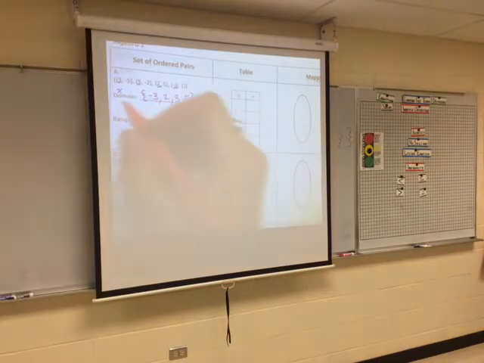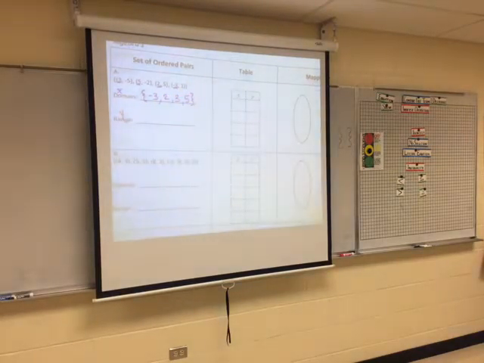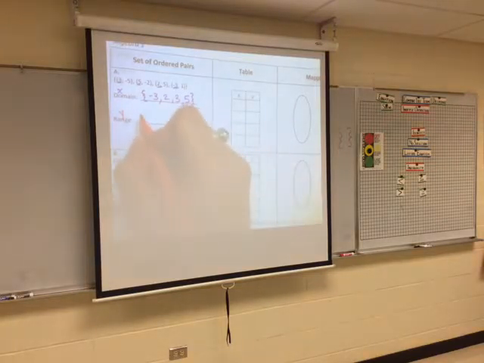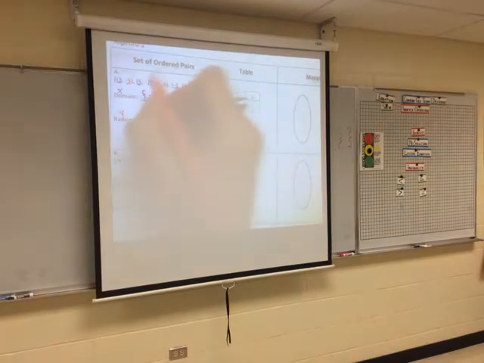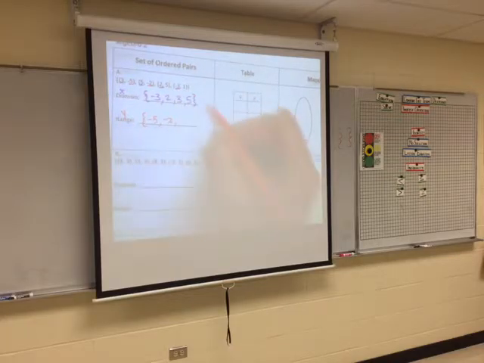And then my range, those are all of the y values, right? So again, I want to put them in numerical order. -5, -2, 1, and 5.